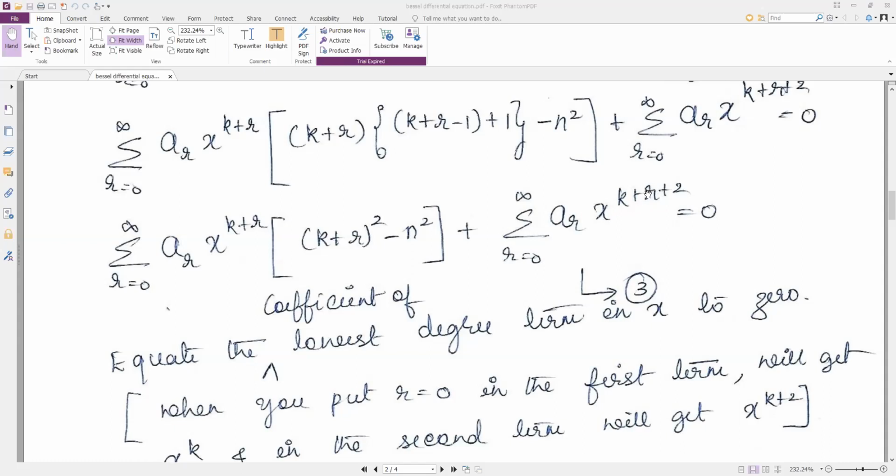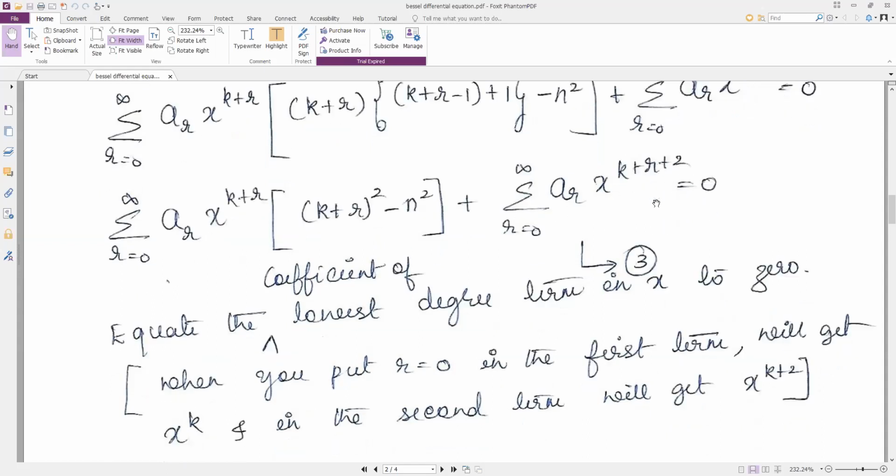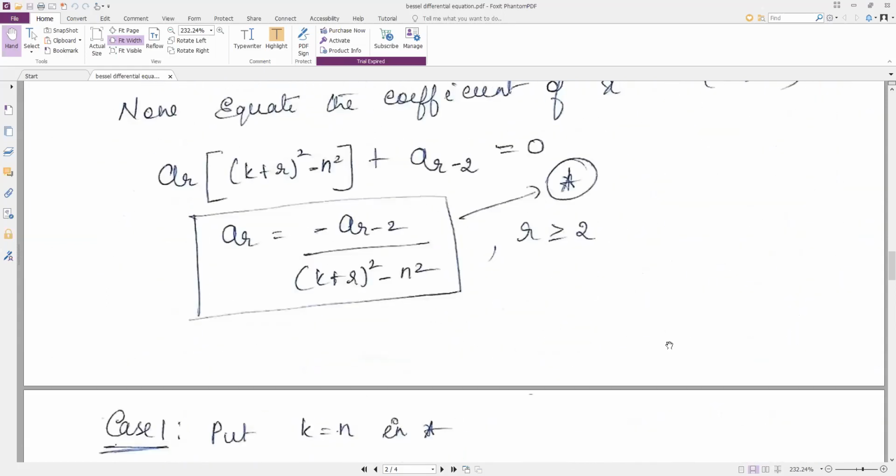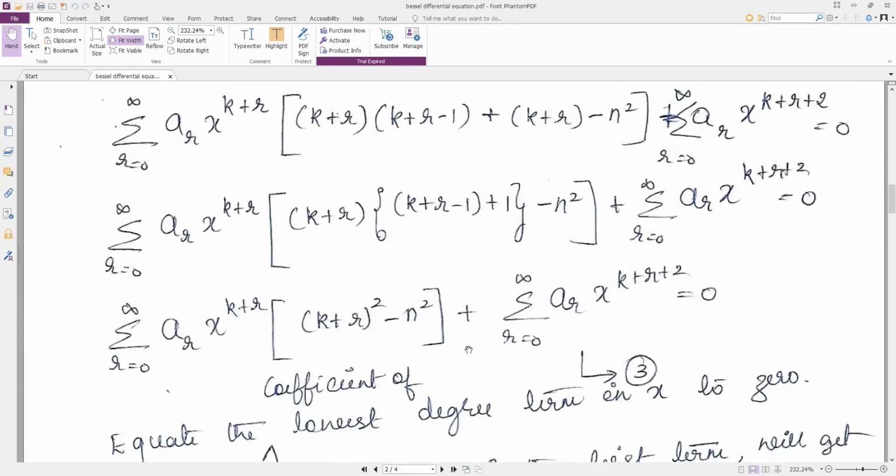Now for what values of r will you get x to the power k plus r in the second term? r takes the values from 0 to infinity, that is 0, 1, 2, 3, etc. If I put r equal to r minus 2, then r minus 2 plus 2 becomes k plus r. So when you put r as r minus 2 in the second term, you will get x to the power k plus r. So here also you need to put r as r minus 2.